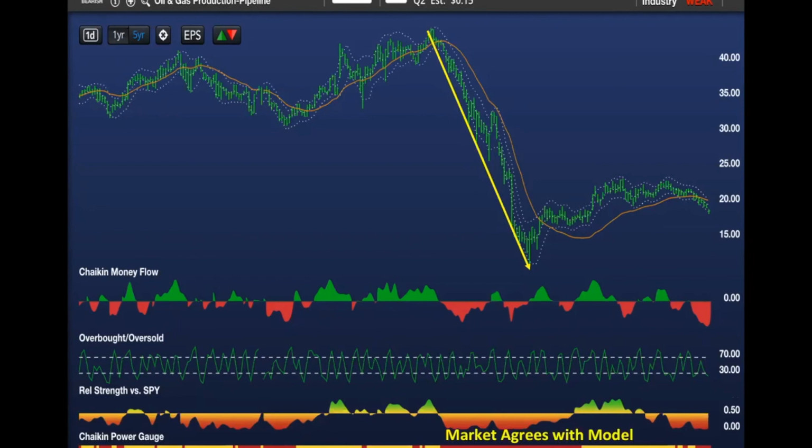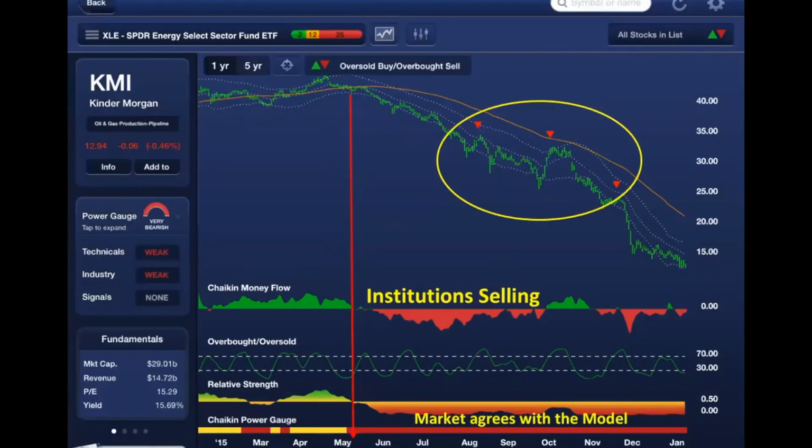And Kinder Morgan, when it peaked, saw the relative strength have a bearish personality change, and the Power Gauge turned bearish. This stock dropped not 50%, but went from 42 all the way down to 10. It dropped over 75%. Now here's what a one-year chart looked like.